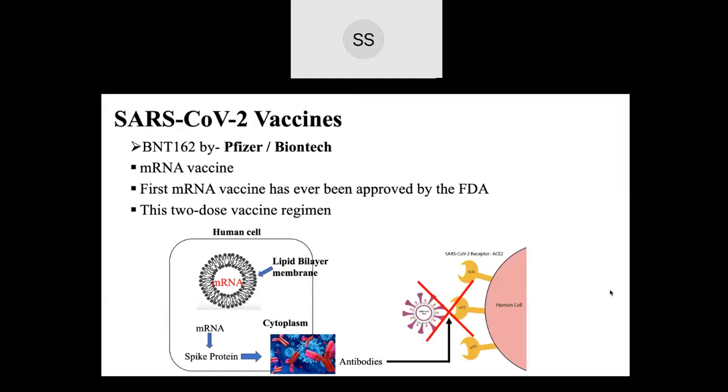Back in November, we had some good news regarding vaccines. mRNA-based vaccines were produced by Pfizer-BioNTech. Talking a little bit about how it works, an mRNA molecule in a lipid bilayer membrane is introduced into human cells, and that mRNA encodes for the spike protein. That spike protein further produces antibodies that will inhibit the binding of the actual virus to the human ACE2 receptor.